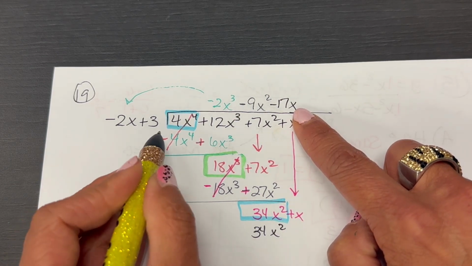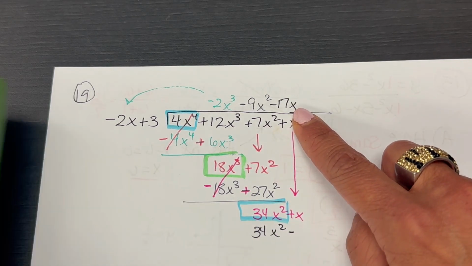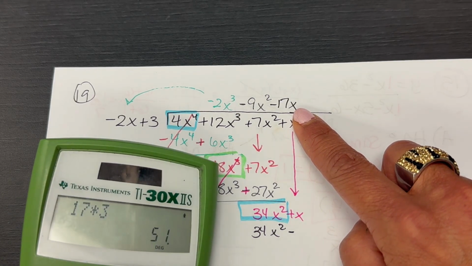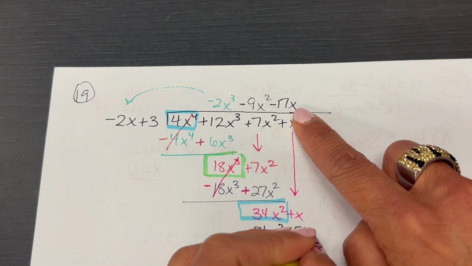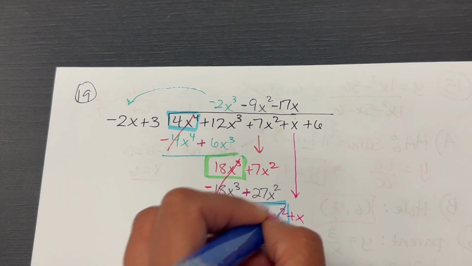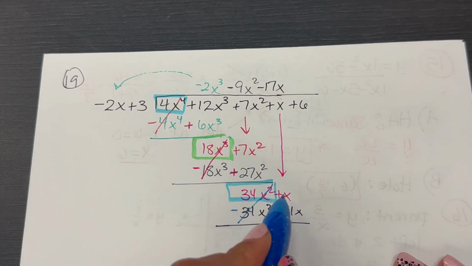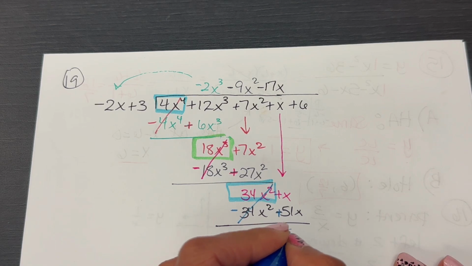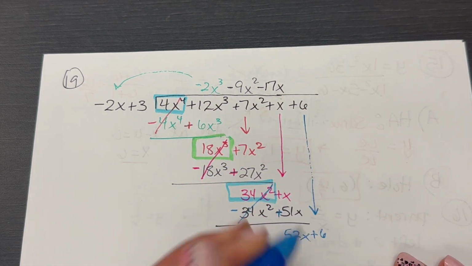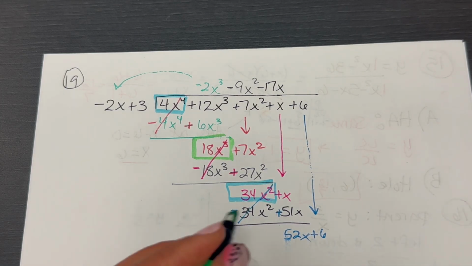Negative 17x times 3 is negative 17 times 3, 51x. And then we got to do the sign change. So this becomes negative, this becomes positive, those cancel out. x plus 51x is 52x. And then we bring down that last term, and we just need to do this one more time.